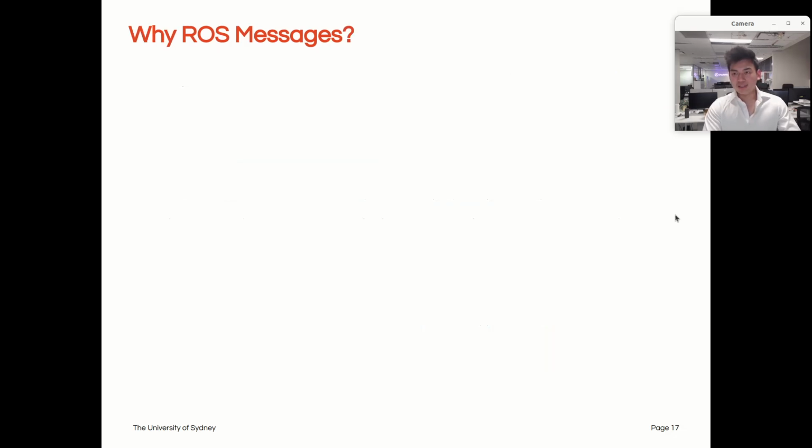So why ROS messages? What makes them so special? Let's think about the languages that ROS2 supports. We know that it officially supports Python and C++. We're only focusing on C++. But there's also bindings for other languages that are not officially supported, but they still kind of work, like Java, JavaScript, and Rust. I believe there's more, I'm sure.